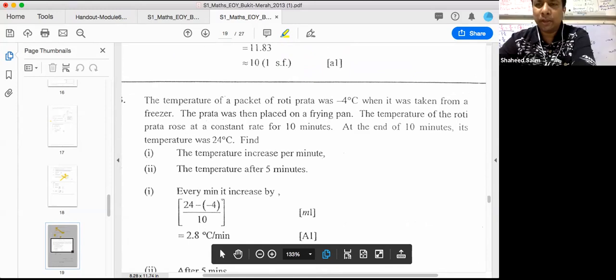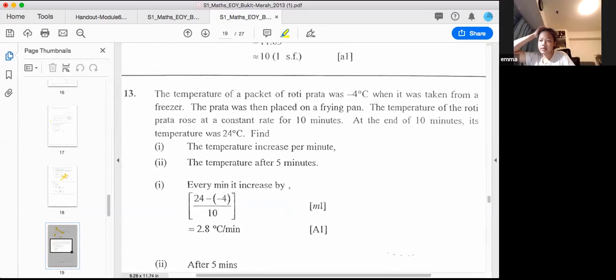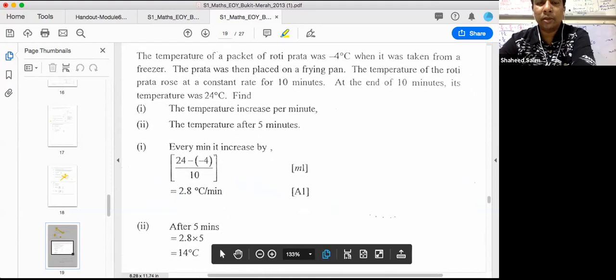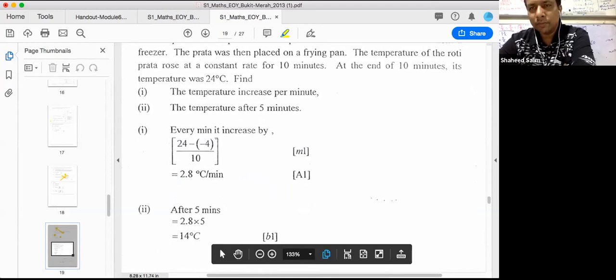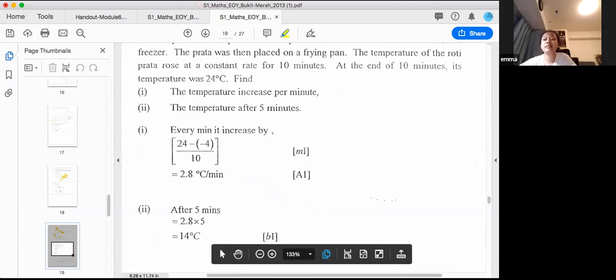Wow, very good, Emma. And the next one, B, number 2: 14 degrees Celsius. 14 degrees. Congratulations. I think if you say you're not getting help for maths at home, you're now the smartest girl in maths at home. Is it true? Are you better at maths than your parents now?